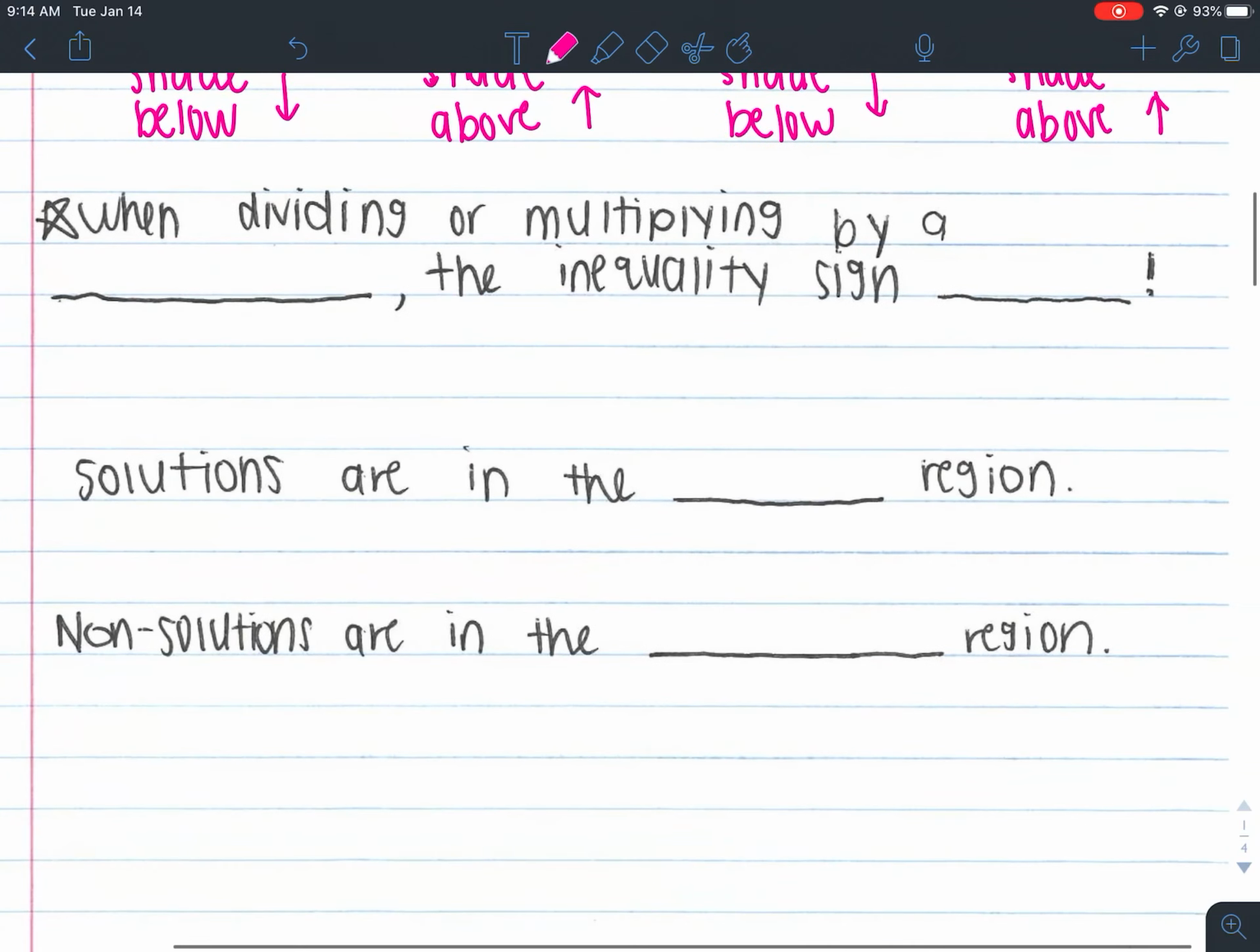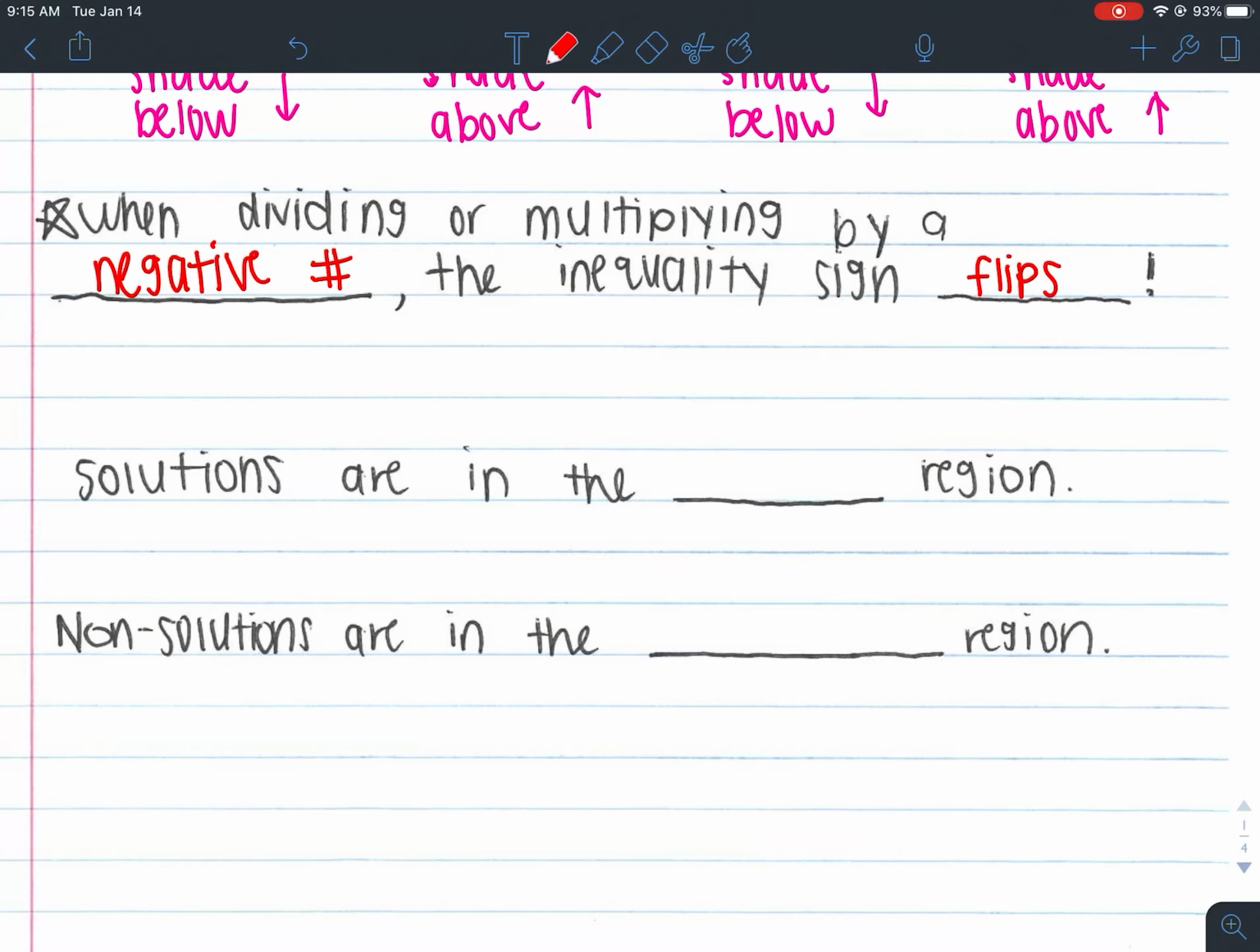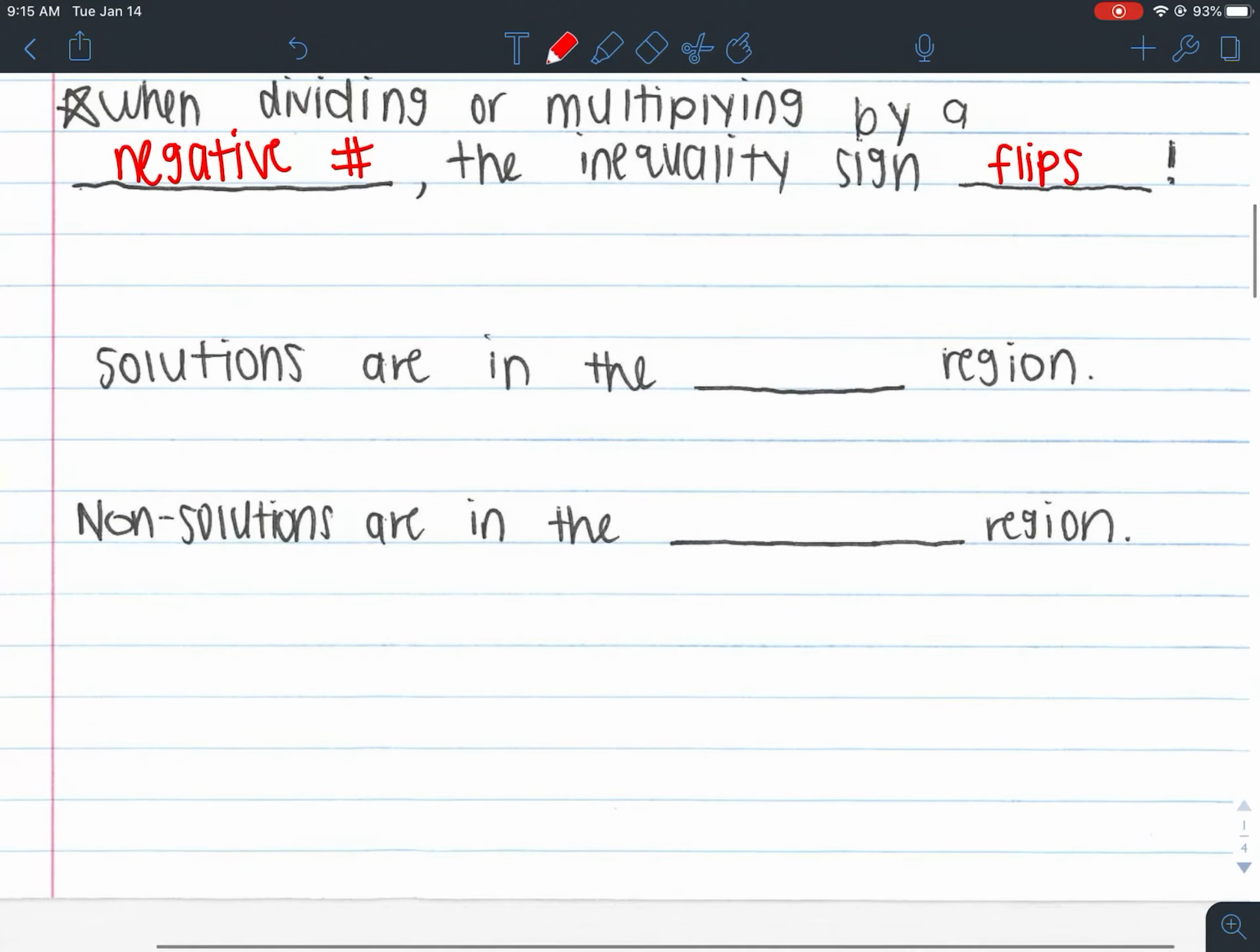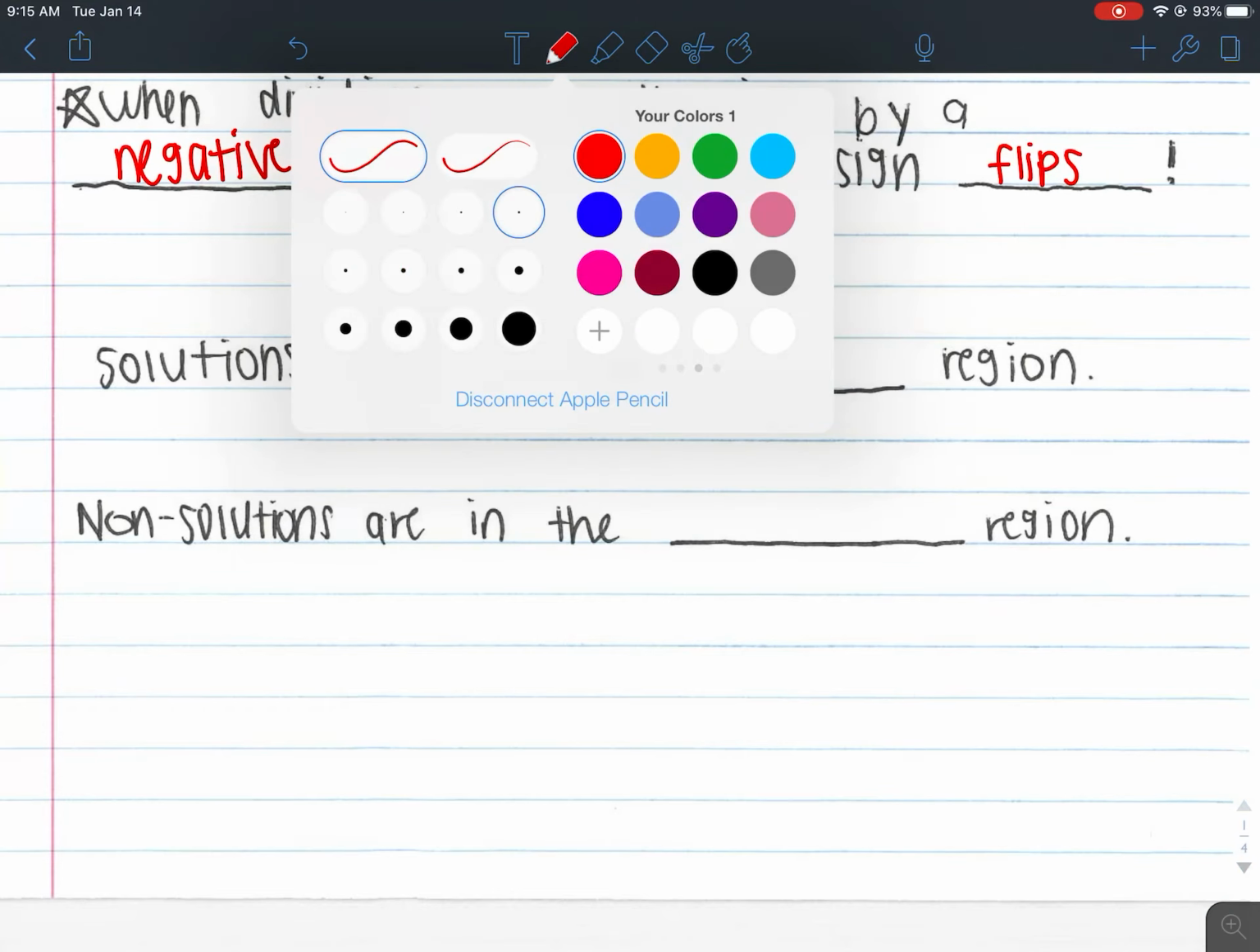Okay, so moving on. When we're solving systems of inequalities or an inequality problem, we want to remember that anytime we're multiplying or dividing by a negative number, the inequality sign is going to flip the other way. So that's super important, because if you forget to flip your sign, then guess what? You're shading the wrong way.